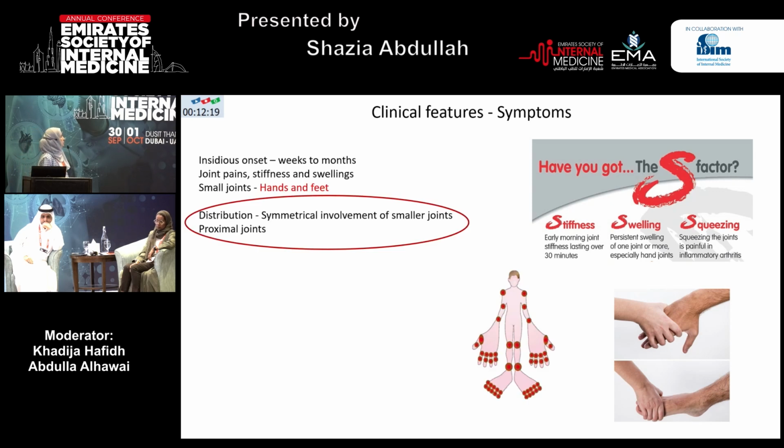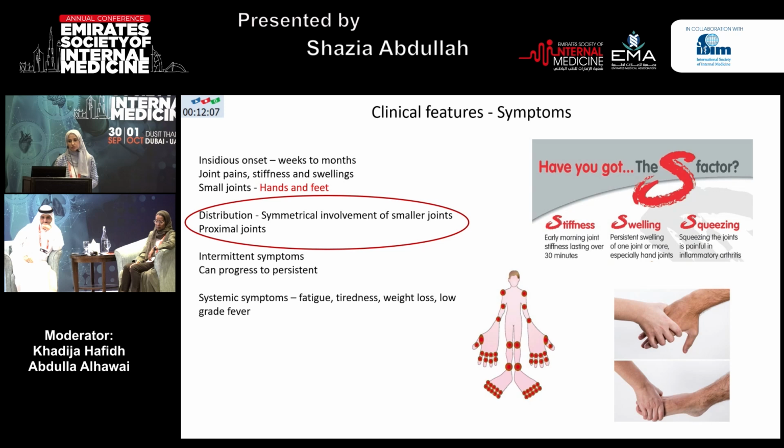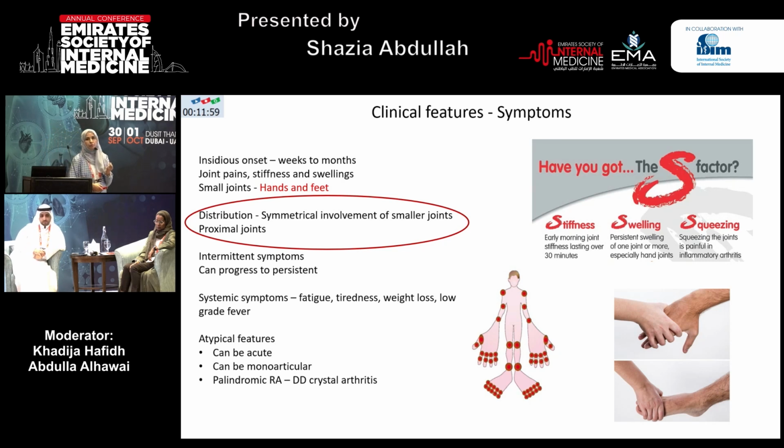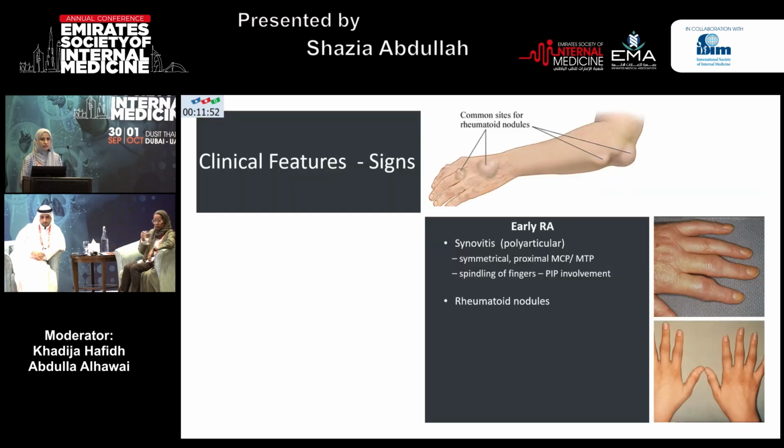Typically, it has an insidious onset and characteristically affects the smaller joints of the hands and feet, and it's more proximal compared to distal. It's a systemic disease, so patients can have symptoms of a systemic disease like weight loss, fever, and fatigue. And you need to be aware of these atypical features as well. For example, sometimes patients can present with an acute monoarticular presentation, and sometimes this is difficult to differentiate between crystal arthritis and rheumatoid.